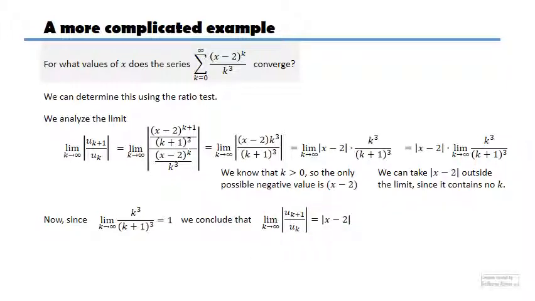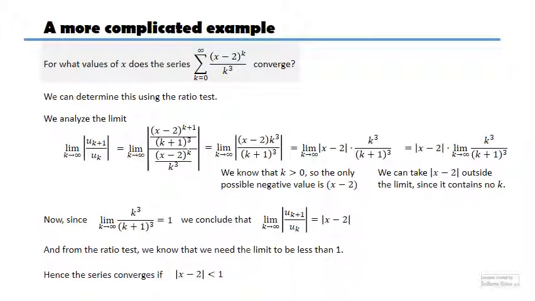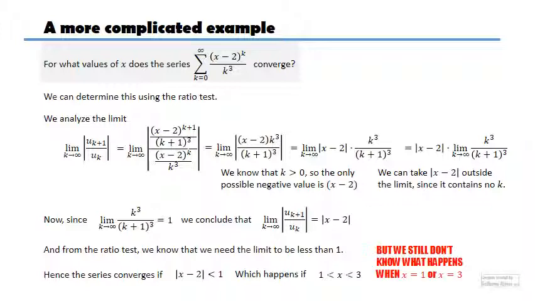Now I need this thing to be smaller than 1. If it's smaller than 1, then I know it converges. And that happens if x is between 1 and 3. Great! It seems that we have our interval of convergence, but we don't have it completely, because we still don't know exactly what happens when x equals 1 and x equals 3. So we need to find that out. Now, how do we find that out? Let's just substitute.